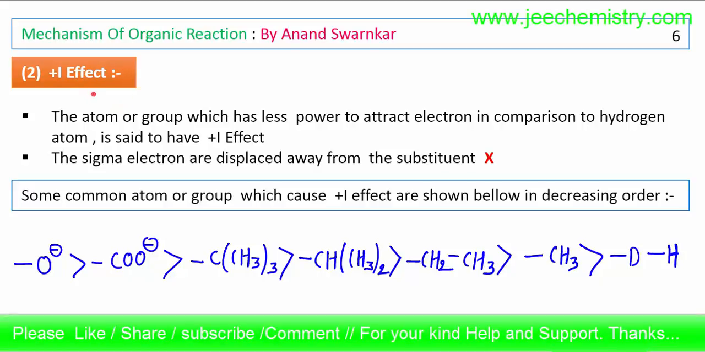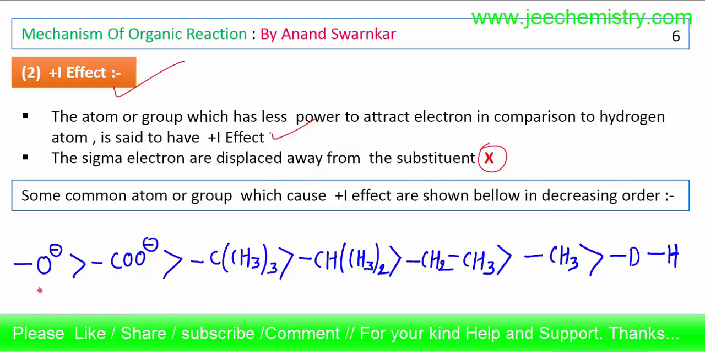Now we will learn about the positive inductive effect. The atoms or groups which have less power to attract electrons in comparison to a hydrogen atom are said to have a plus I effect. The sigma electrons are displaced away from the substituent X.